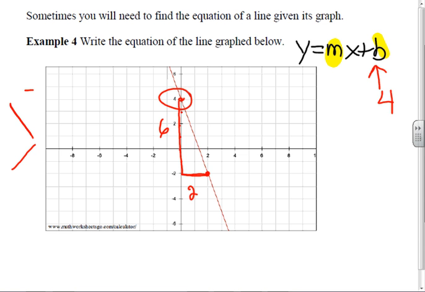So what does it look like the slope is? What's the slope? I can hear it all the way up here. 3. So y equals 3x plus 4. Yeah, you should write it down.